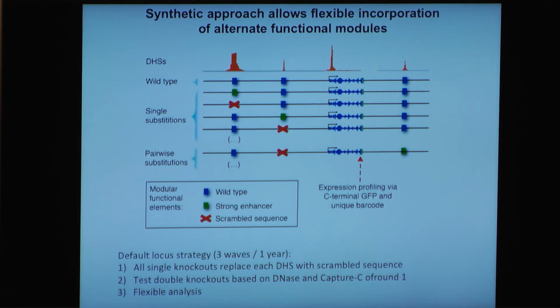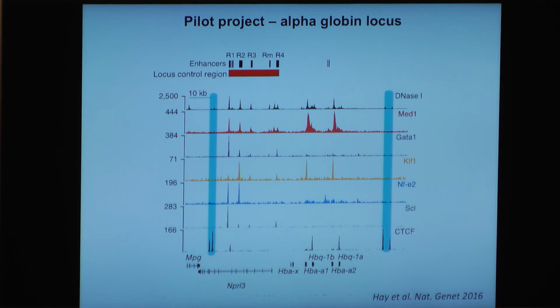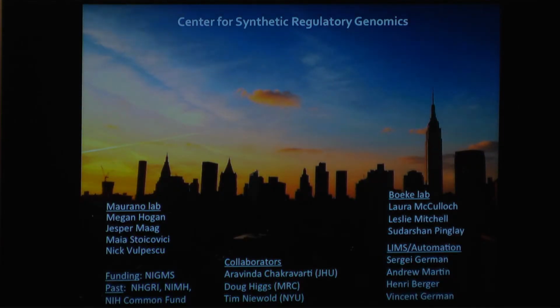Just to give you an example of what we've been working on, this is in collaboration with Doug Higgs' lab in the UK, and this is a plot from a recent paper of theirs at the alpha globin locus, showing you the 2 alpha globin genes in human as well as the locus control region. Essentially, they have done some very interesting deletions that they've brought into mice, and this has been very informative for the function of the locus control region around these genes. We can go well beyond what they've done in the past by increasing the scale and starting to ask many new questions.